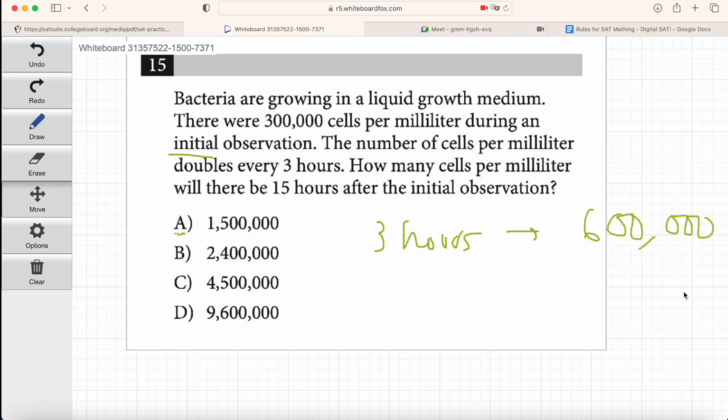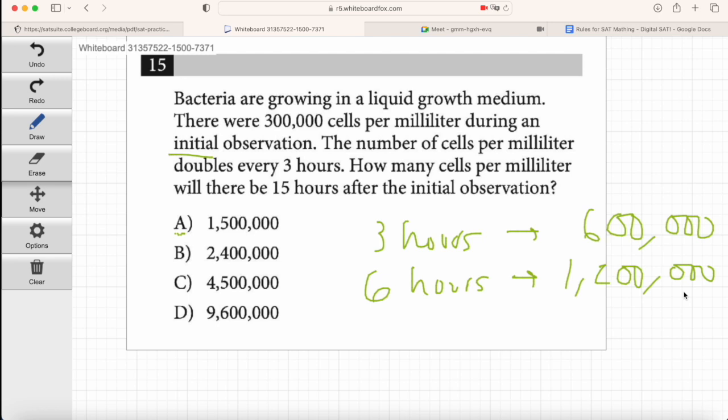Now we know how many cells there's going to be in 6 hours, right? Because that's another 3 hours. Does that make sense? How many cells are going to be in 6 hours? Double that. 1,200,000. Yeah, 1,200,000. Absolutely. You see where this is going? Let's just follow this logical path and work our way up to 15.